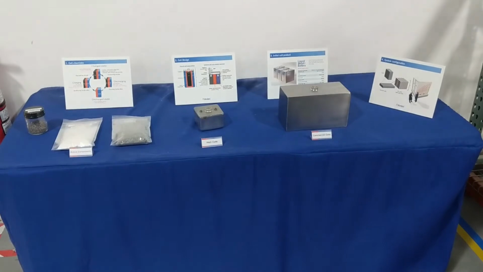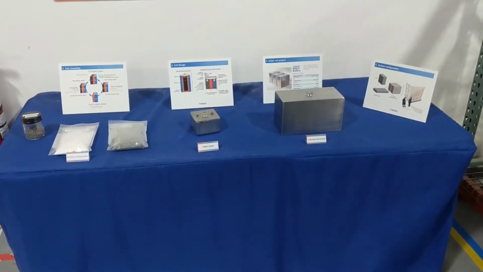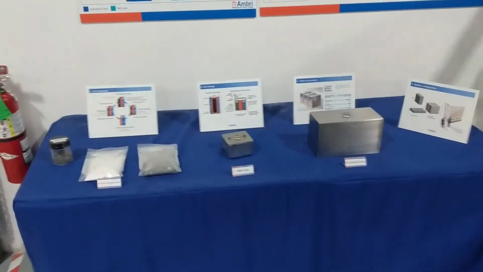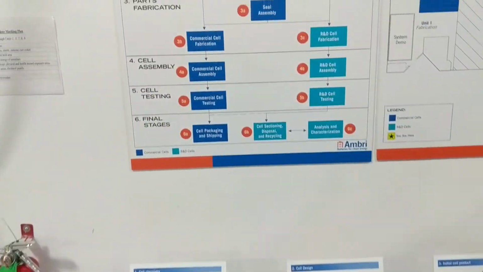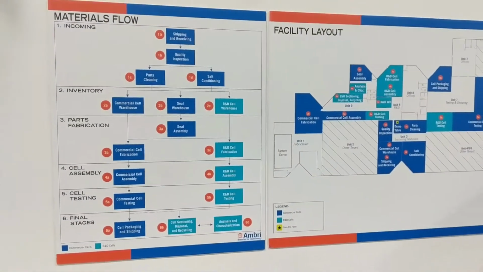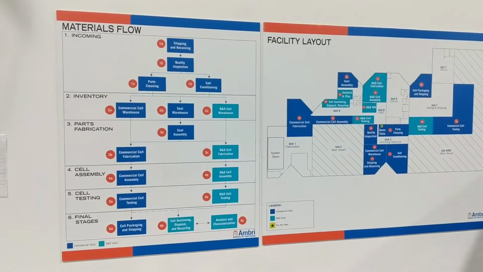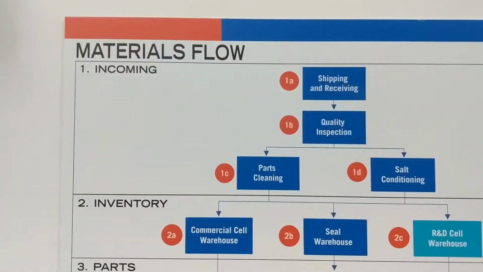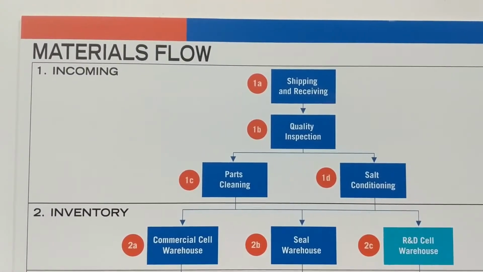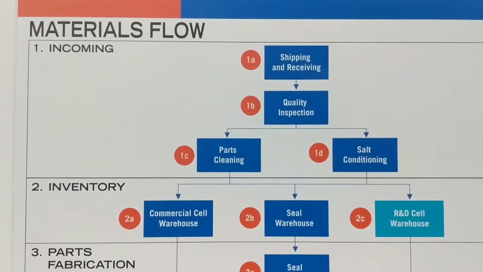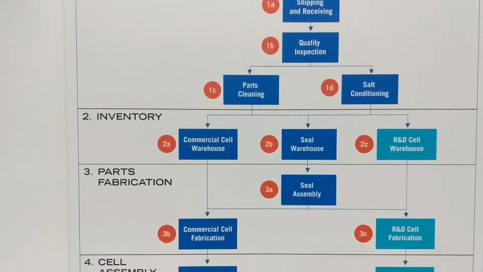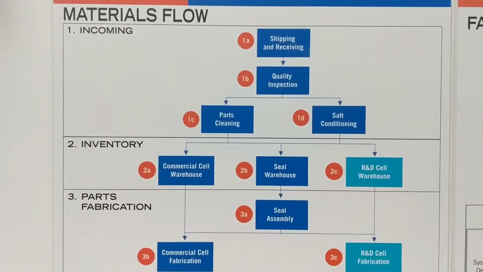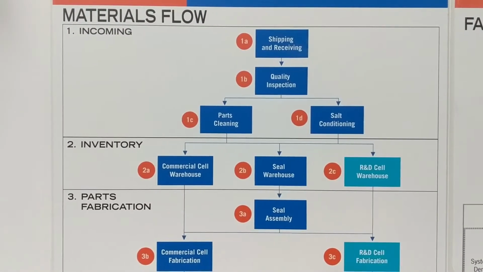So now that we've talked through some of the background on the technology, I'll give you an overview of our facility here and then provide you with a tour. So up here we have some posters that describe the materials flow and the facility layout. We're going to start with talking about the materials flow. It all starts with incoming, shipping and receiving, quality inspection, parts cleaning and salt conditioning. So getting the parts all ready to be used in building cells.